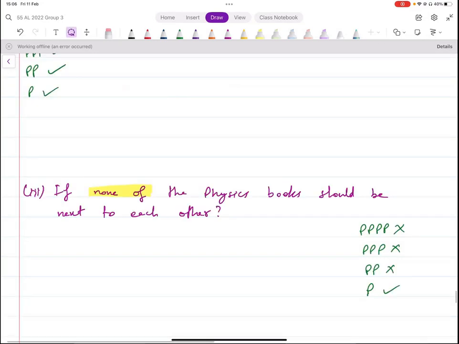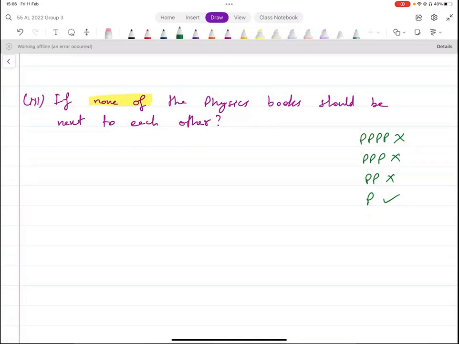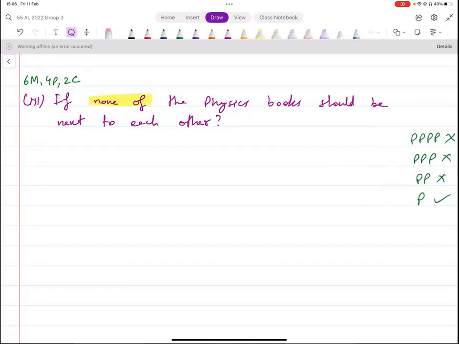Now, let's think about how many total books we have. I'm going to write them here again. We had 6 math books, we had 4 physics books, and we had 2 chemistry books. Okay? So what's the total number of books that we have? We've got 12 total books. The total number of books that we have is 12. उसमें से physics books कितनी है? जिन पे हमें restriction लगानी है, we've got 4 physics books. And what about everything else? जिनमें it doesn't matter where they are placed. Non-physics, they are 8. अब आपने करना क्या है?